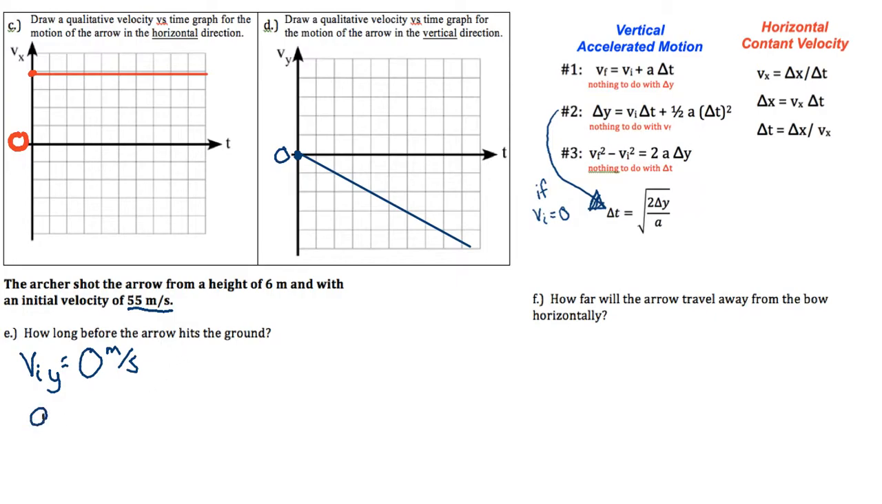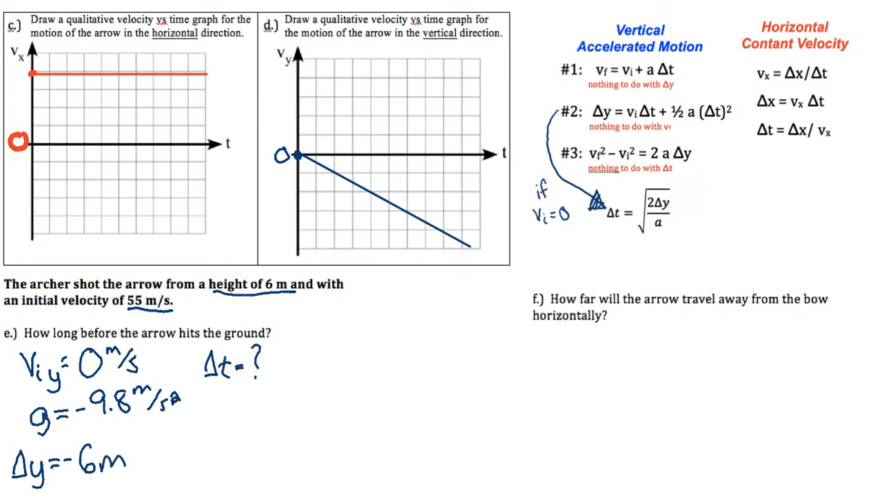The acceleration on this problem is due to gravity. So our acceleration is going to be that 9.8 we always use meters per second squared. Okay, the height that it's being shot from is that 6 meters that they tell us right there. And because it's dropping that 6 meters, when you write your delta y, you should include a negative sign for that 6. That's all the information we need. From this info, we can find out what the time is. Delta t, that's what we're looking for.